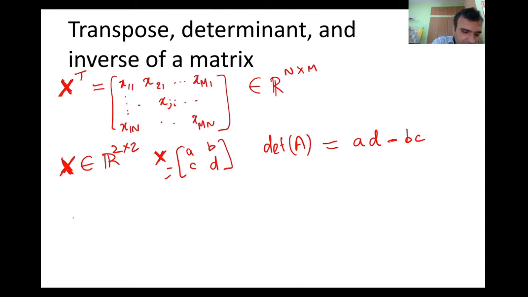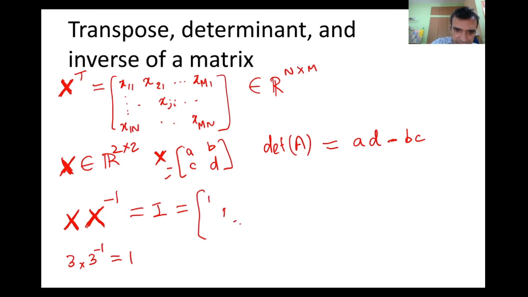The next thing that we'll quickly revise is the inverse of a matrix. Let's say there's an invertible matrix X, and we take its product with its inverse. The inverse we will denote as raised to the power minus 1, just like for scalars we have 3 times 3 to the power minus 1 is equal to 1. Similarly here, when we have X times X inverse, we will get an identity matrix, which has ones in the diagonal and zeros everywhere else.